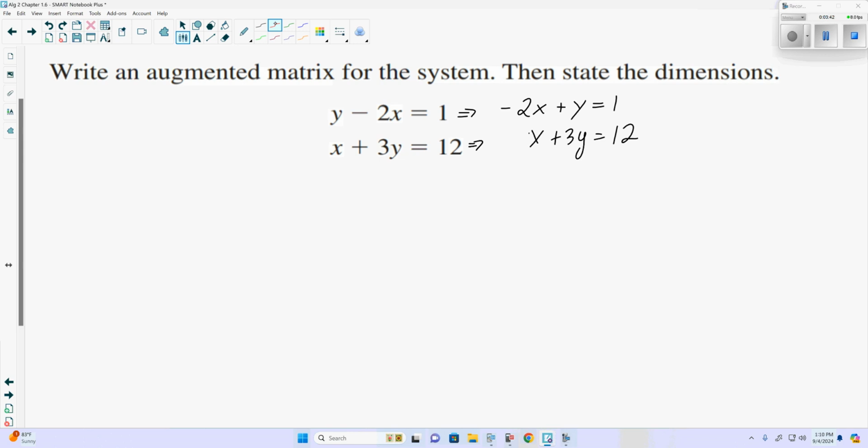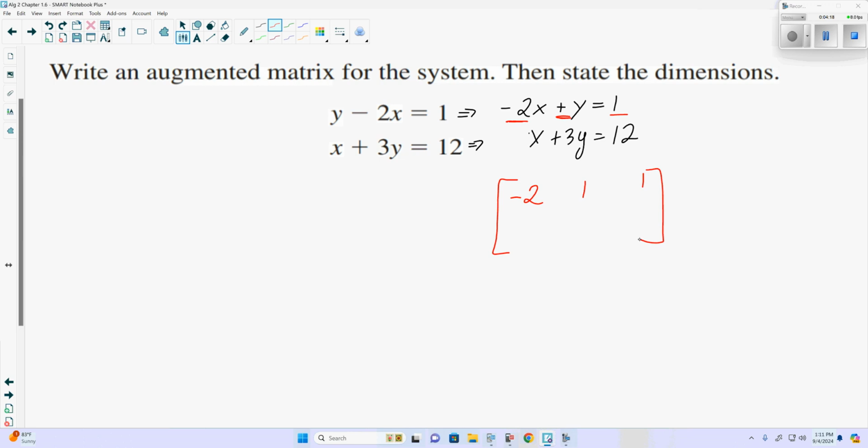To write this as an augmented matrix, the first thing we're going to do is start off with a bracket. Across the top, we're just taking the numbers in front of our variables. The number in front of x is negative 2. Our number in front of y is 1. And then on the other side of the equal sign we have 1. So the first row is negative 2, 1, 1.